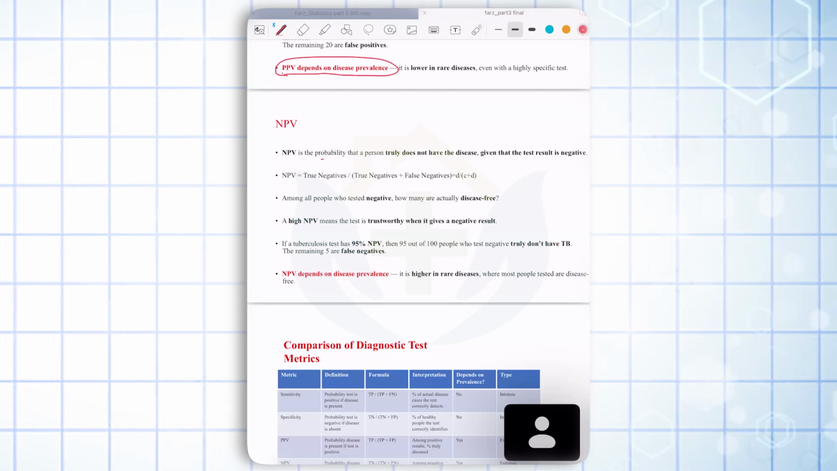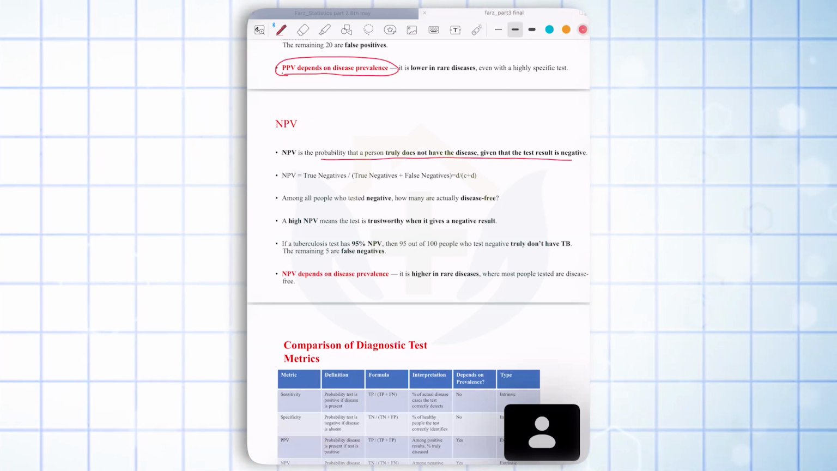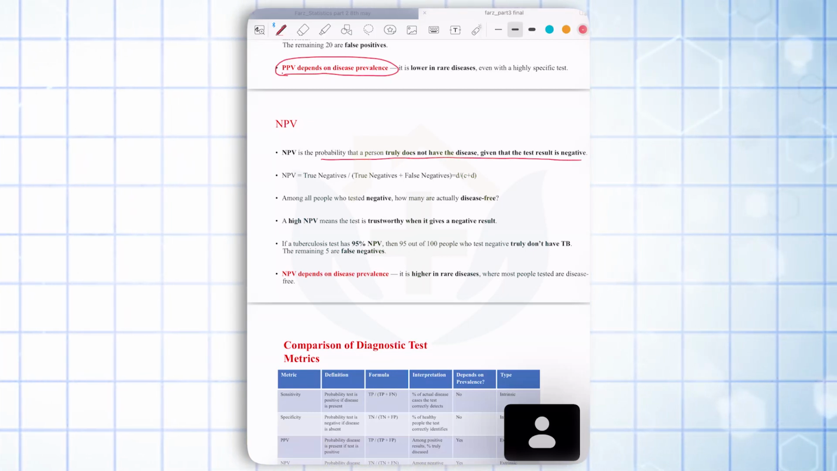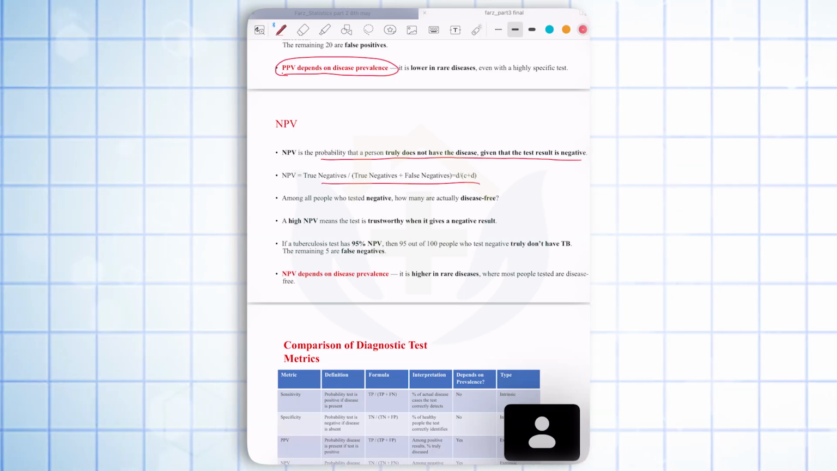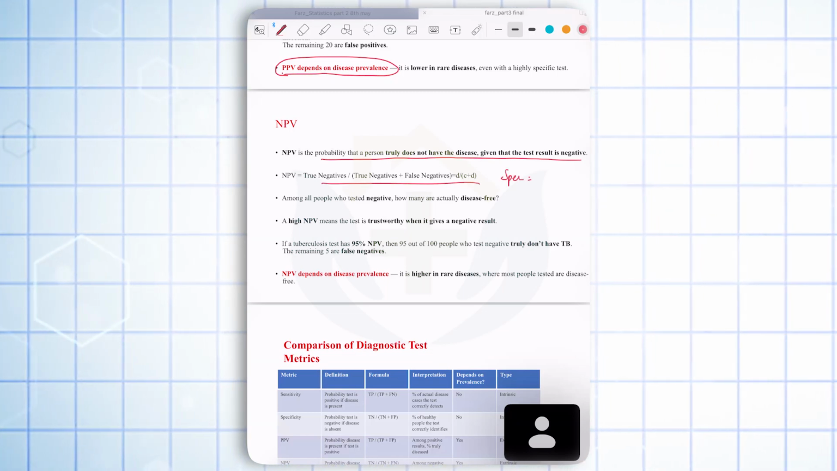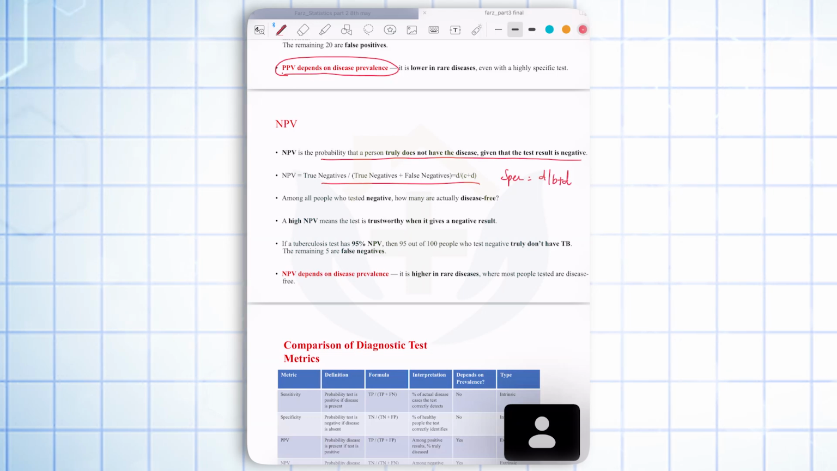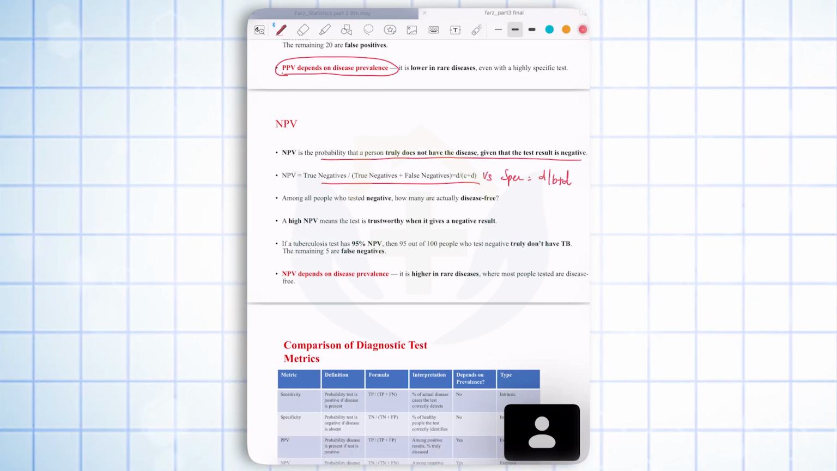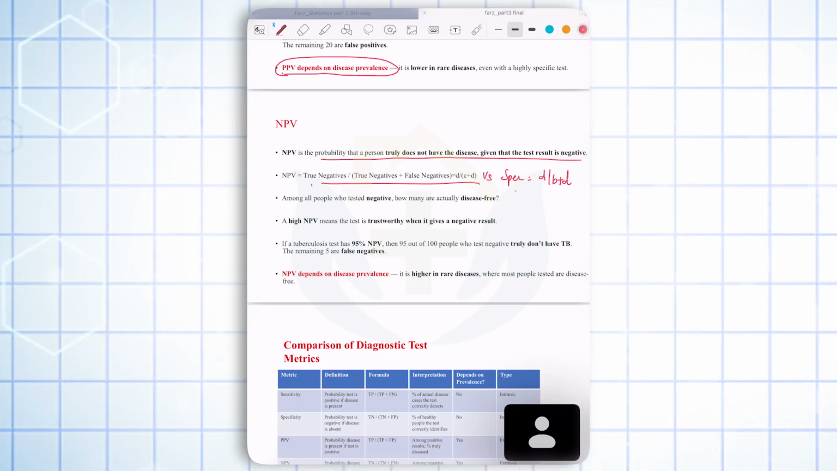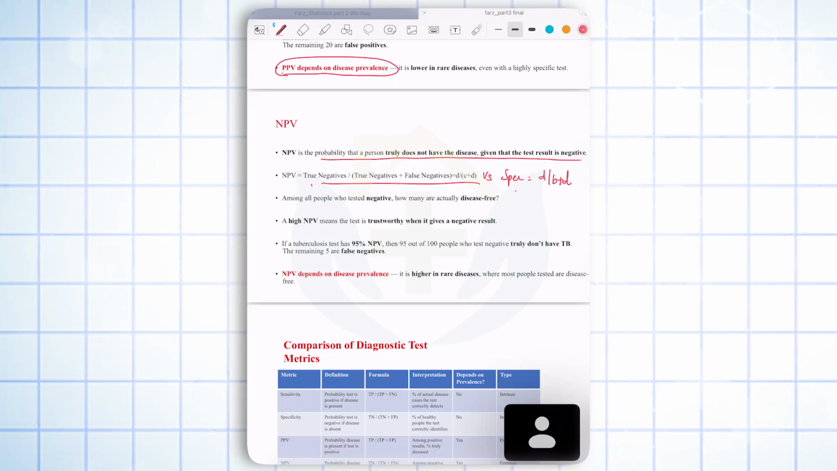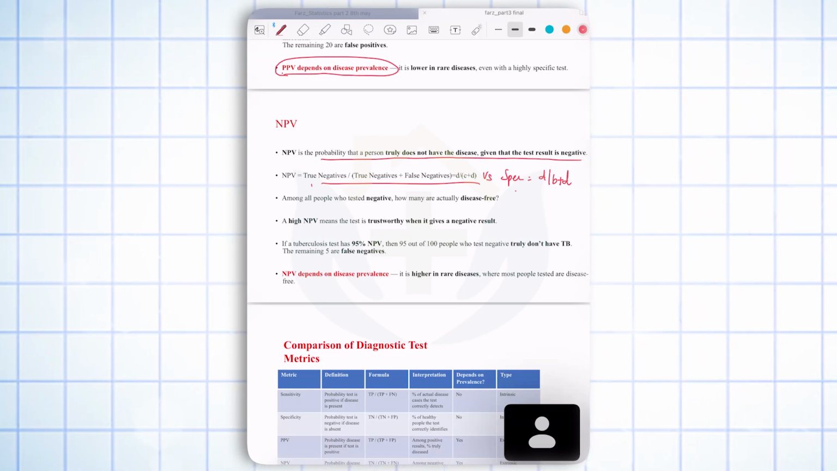Negative predictive value is the probability that a person doesn't have the disease given the test is negative. The formula is D by C plus D. The specificity formula is D by B plus D. People often get confused between negative predictive value and specificity, and between positive predictive value and sensitivity. Just remember the formulas, and which is the denominator.